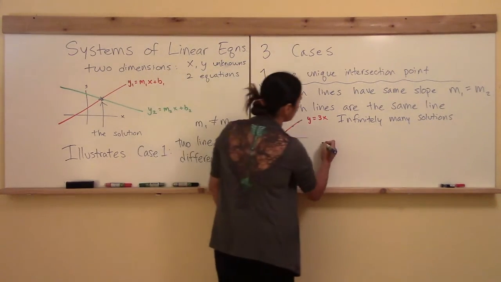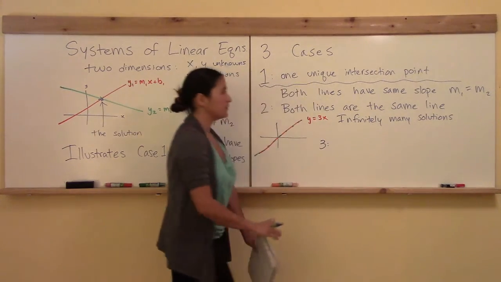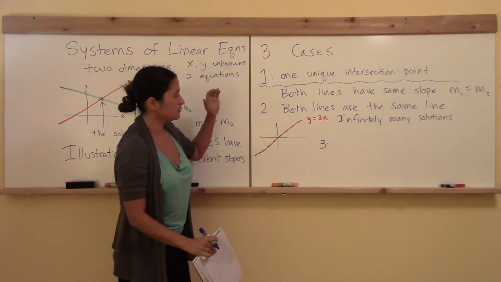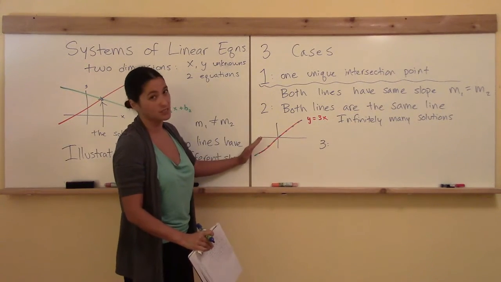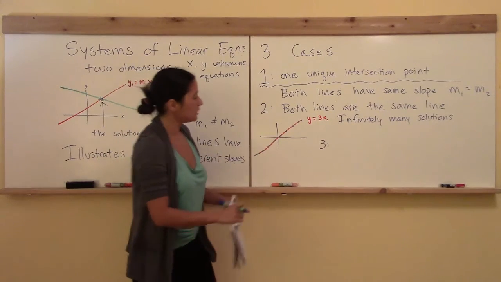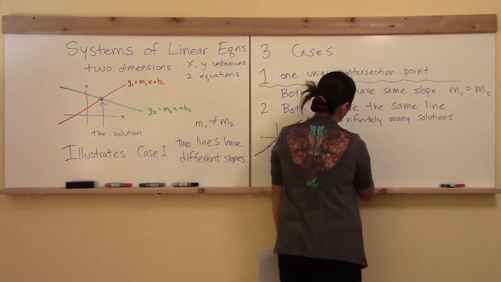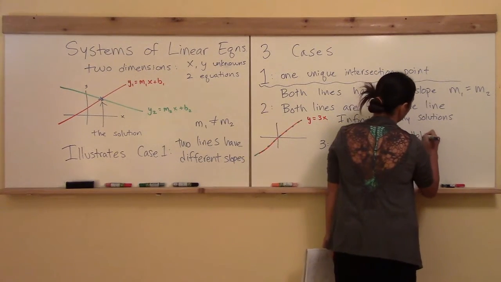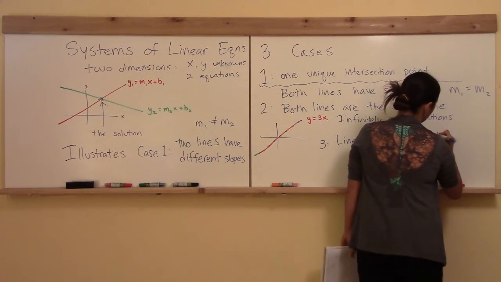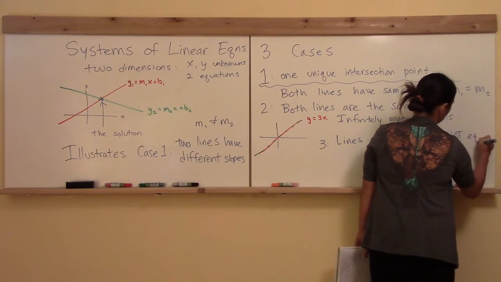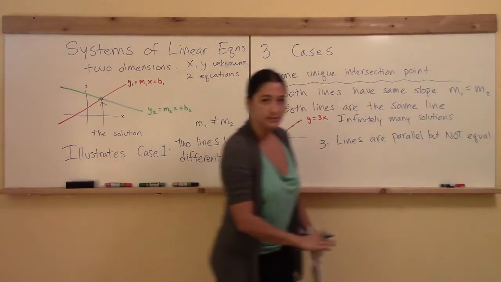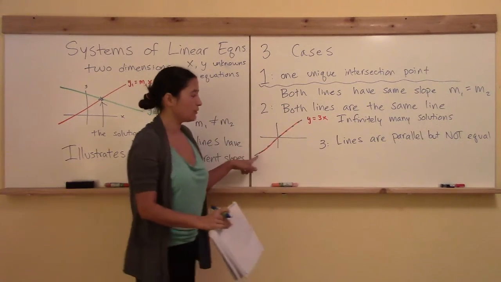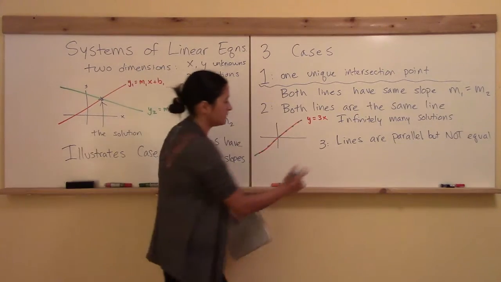And then we have another case, case number 3. And this is still under the part where both of the lines have the same slope. However, either these are both exactly the same line, they also have the same y-intercept, or the lines are just parallel, but not equal. Parallel lines mean that they have the same slope, and by not equal, that means that they don't have the same y-intercept, like here in case number 2.